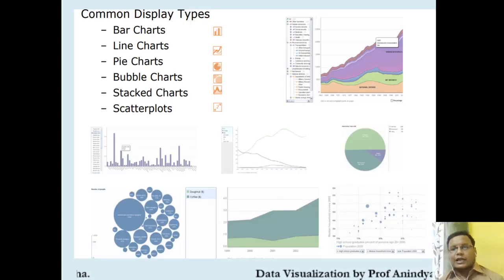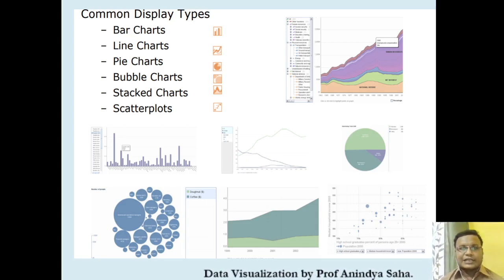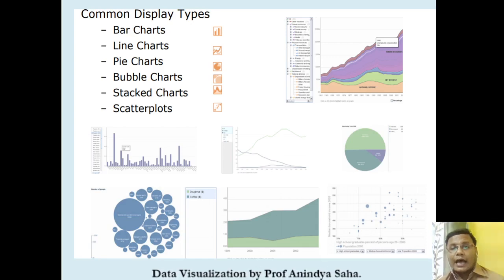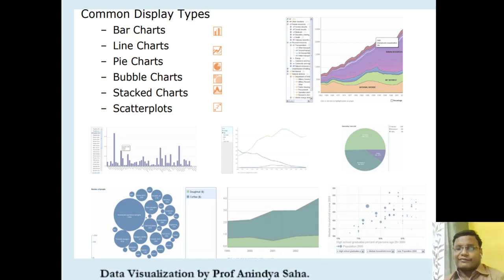These are the common charts we have already discussed, like bar chart, line chart, and scatter plot. Apart from that, bubble charts, stack charts, and different other charts are there.